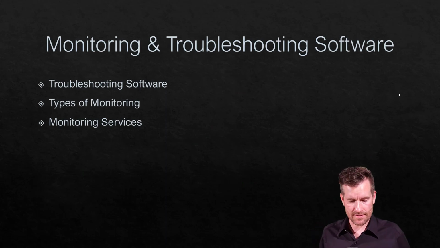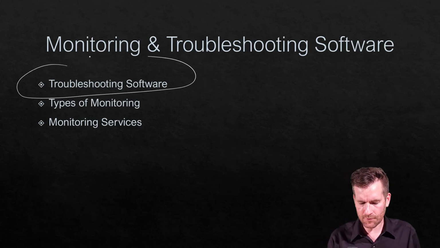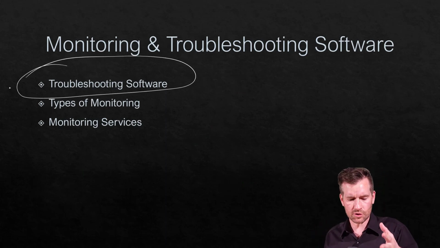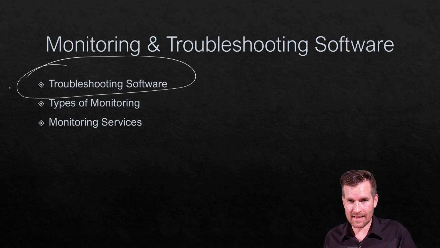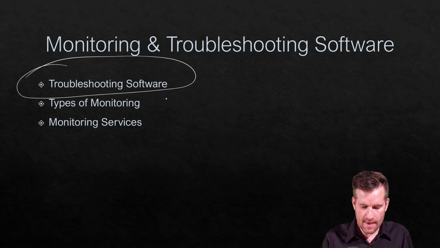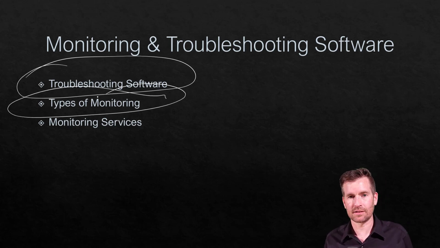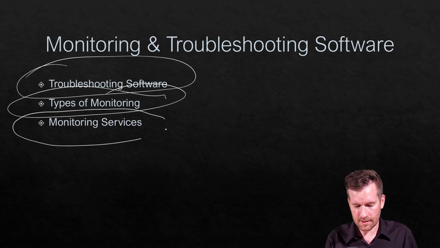All right, there you have it. We talked about some troubleshooting software, things that can help you troubleshoot your networks to see what's going on, besides the command lines that we've already covered. And then we talked about some types of monitoring that you can do, different technologies that are out there that can help you monitor, and then some monitoring services.